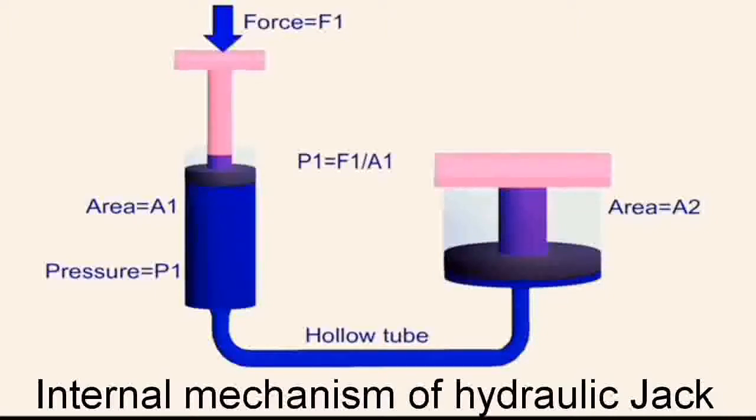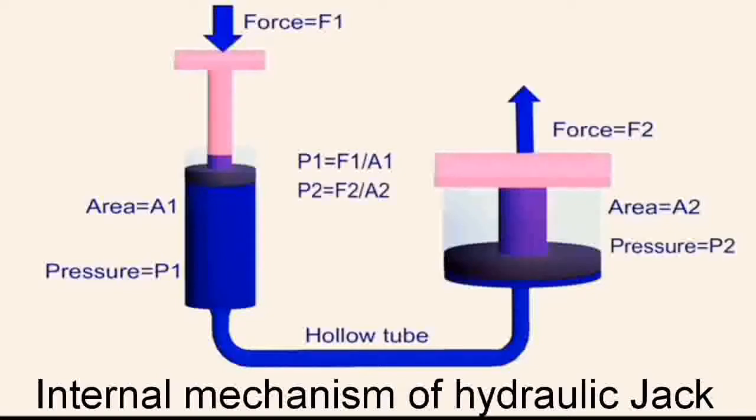When a force F1 is applied on the smaller piston, a pressure of F1 by A1 is developed inside the smaller cylinder. This develops a pressure of F2 by A2 on the larger cylinder, since the system is confined by Pascal's law. So we can say that the pressure at the smaller cylinder is equal to the pressure at the larger cylinder. This clearly tells that the force at the larger cylinder is the pressure at the smaller cylinder multiplied by the area of the larger cylinder.